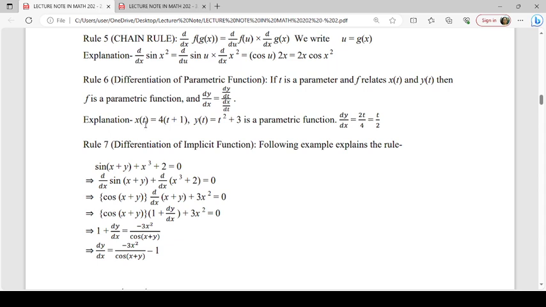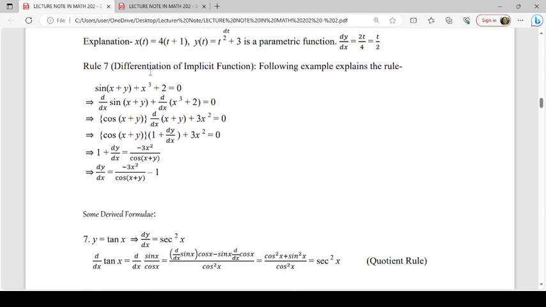Then we can find dx/dt and dy/dt. So dy/dx is dy/dt divided by dx/dt. That is the parametric function. For this function, dy/dt is twice t and dx/dt is 4, so dy/dx is t by 2.